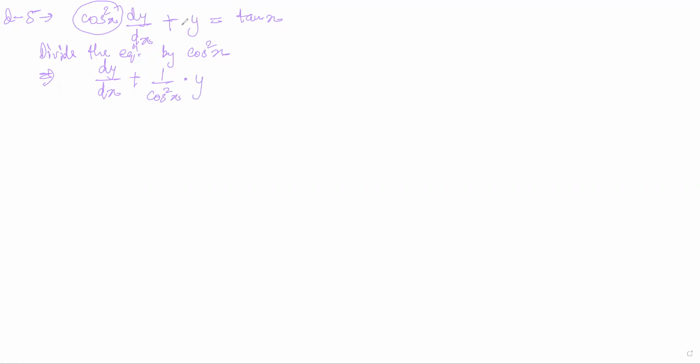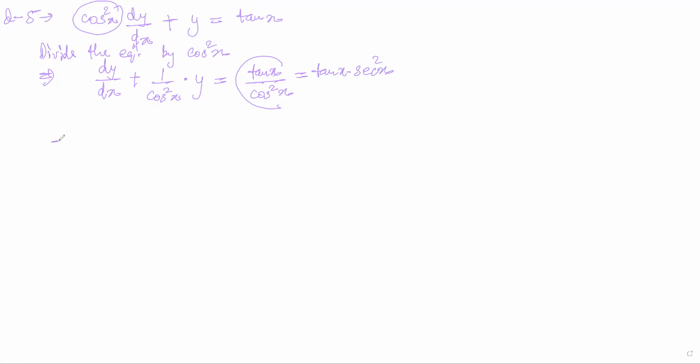Because there is no cos square x here. If I divide it by cos square x, I'll get 1 by cos square x into y is equal to tan x divided by cos square x, right? We can also further simplify this part. Rather than changing tan x into sin x by cos x, we can also change cos square x. If we take it in the numerator, it becomes sec square x, right? So this will become tan x into sec square x.